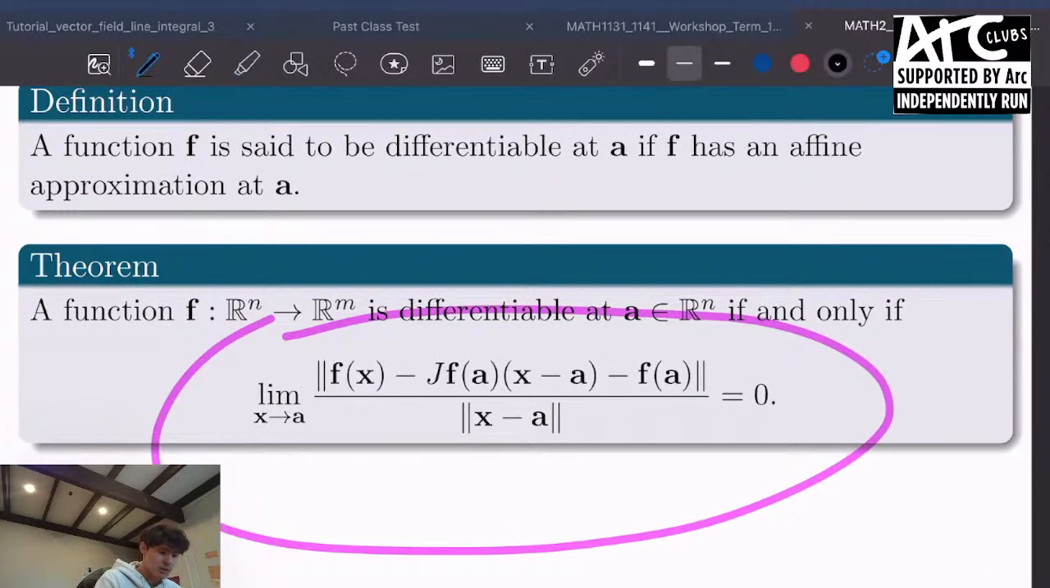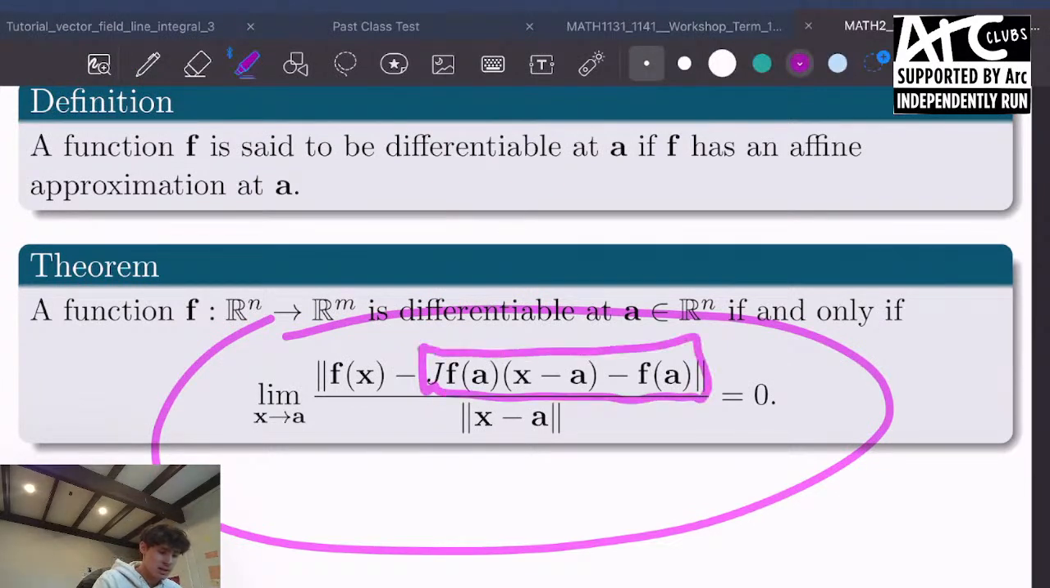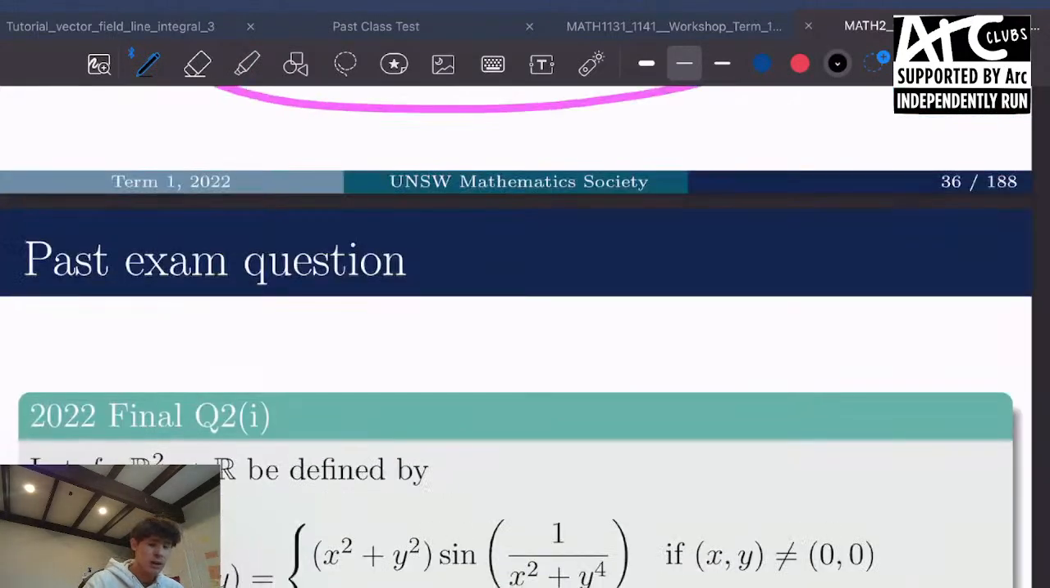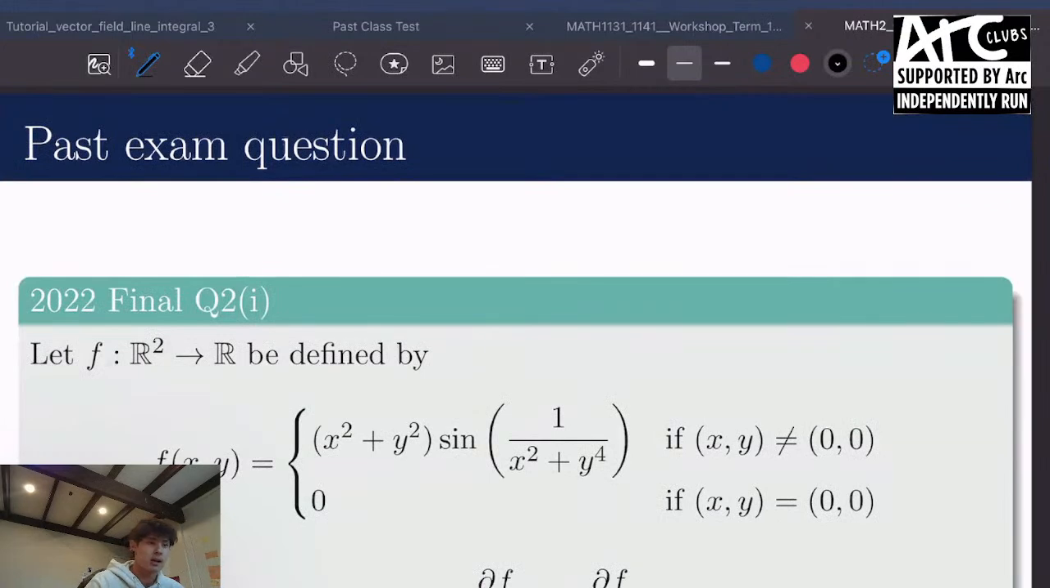the function is well approximated by this particular affine approximation. So this is the affine approximation we're looking at. And you can see that's written in terms of the Jacobian matrix, which in this case will be referring to the actual derivative of the function. So now let's move this information into a question and see how we can apply this.